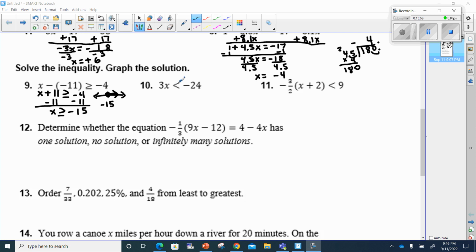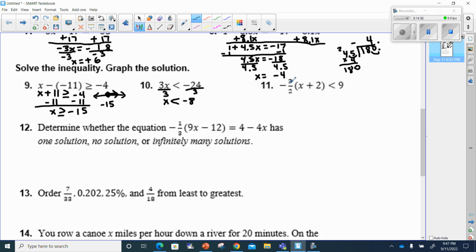Number 10 says 3x is less than negative 24. I'm going to divide 3 away from 3x. That's the only way to get x by itself, because 3 divided by 3 is 1. That leaves me 1x left over. My sign comes down, and whatever I divide from one side, I divide from the other. Negative divided by positive is a negative. I'm just going to shift this down a little bit. And then 24 divided by 3 is 8. So my answer should be x is smaller than negative 8.